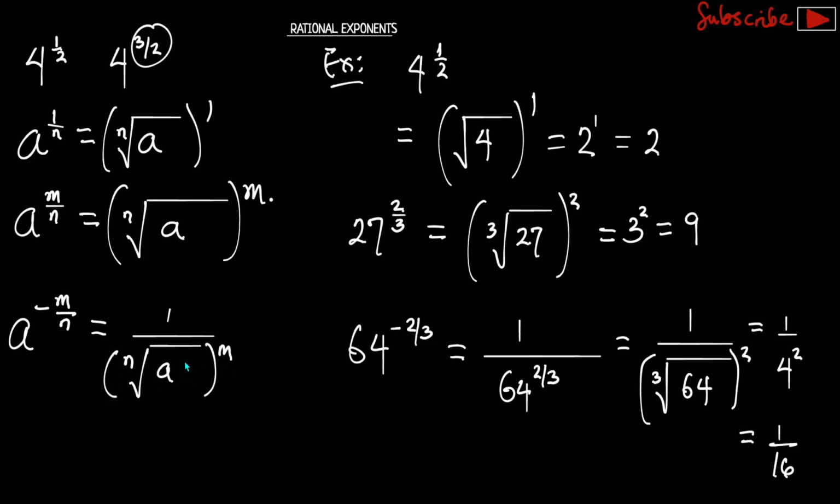Before I end this video, I would love to say that the power can also stay under the radical sign. That is, a raised to the power of m over n can be written as the nth root of a raised to the power of m this way. But just note that the numerator of the rational exponent always stands as the power, while the n, which is the denominator, stands as the root.